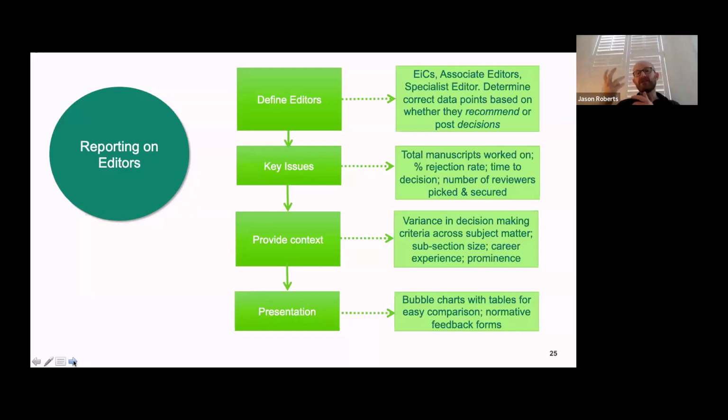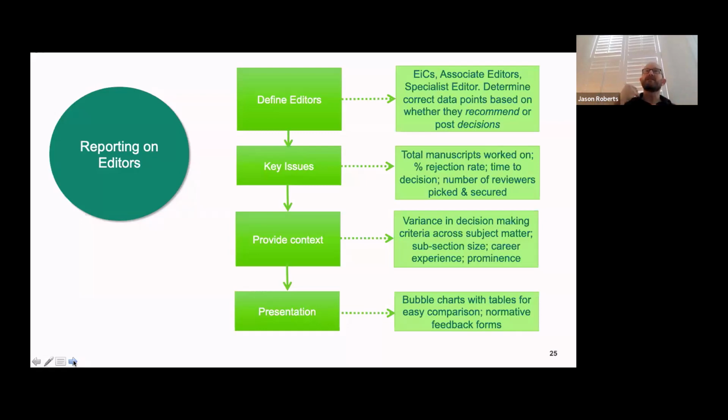Key issues to look at. I'd say that when you're looking at editors, the total number of manuscripts that they worked on, their rejection rates, their time to make a decision, and interestingly, I think the number of reviewers that they picked and secured. So, you'll find that some editors pick a very small number of reviewers, and maybe they've got a fast turnaround time because they keep going to the same people and it's working. That could be a problem because there could be burnout over time. It could be that we're only hearing certain voices. It could also be an advantage, in that they found it's a very niche field. They found everyone, and everyone's agreed to chip in and help.